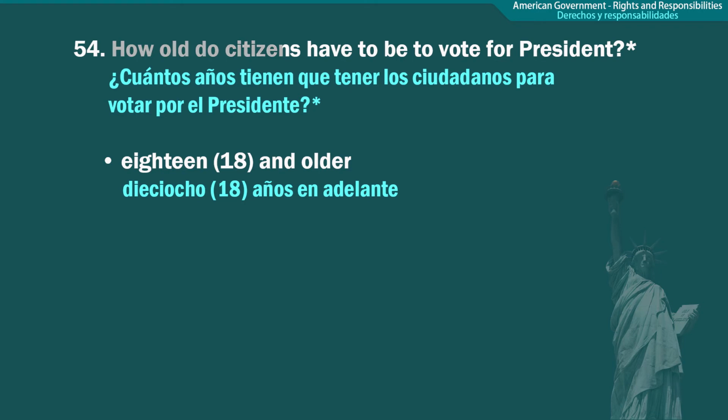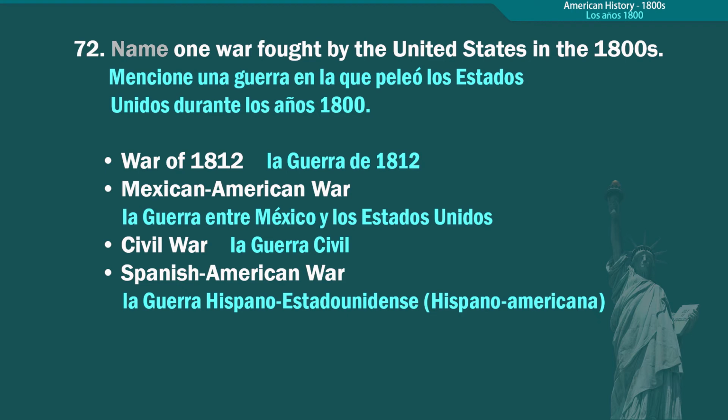How old do citizens have to be to vote for president? 18 and older. Name one war fought by the United States in the 1800s. War of 1812, Mexican-American War, Civil War, Spanish-American War.